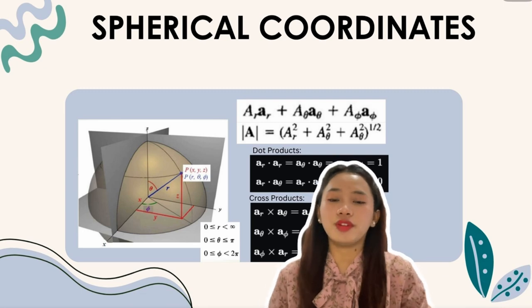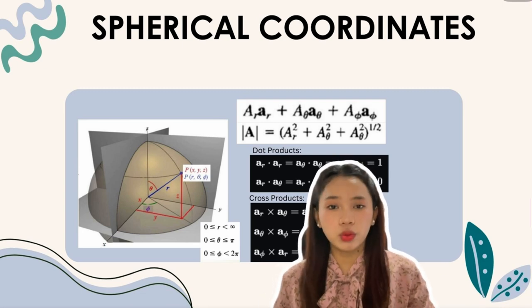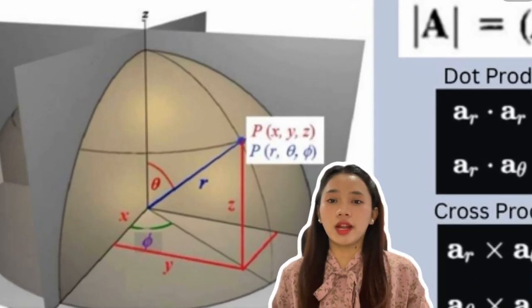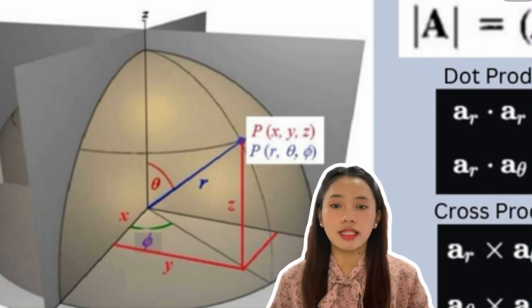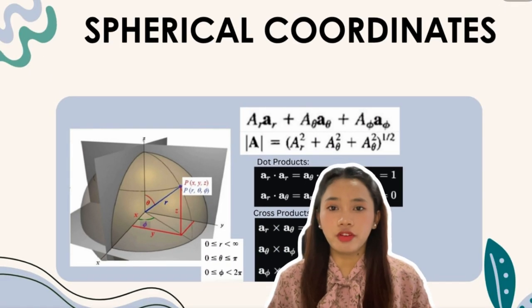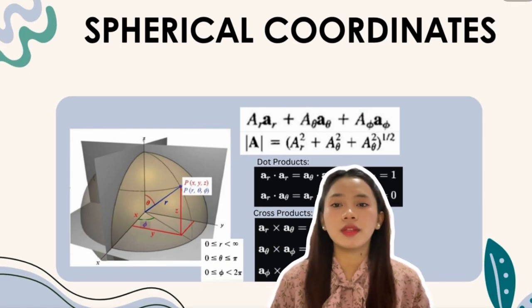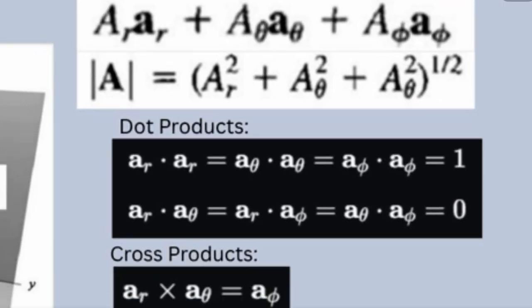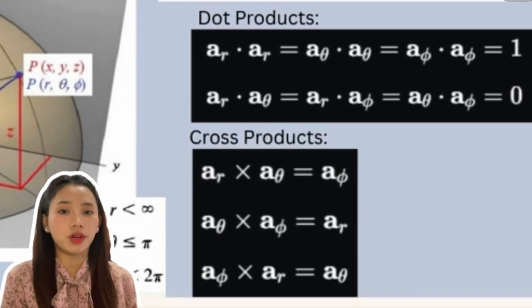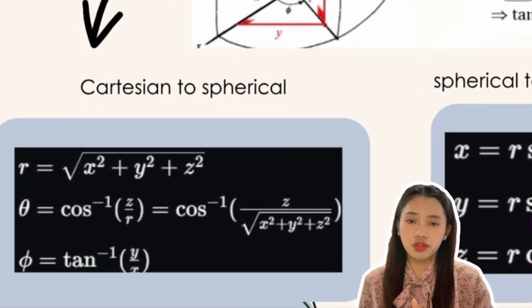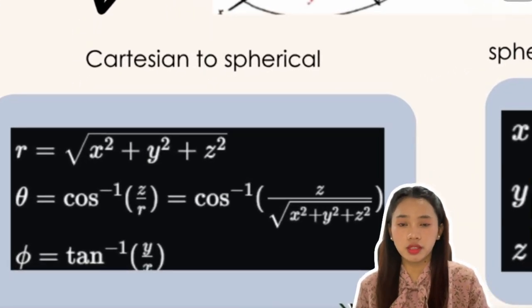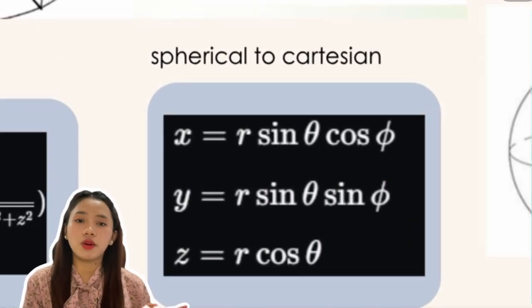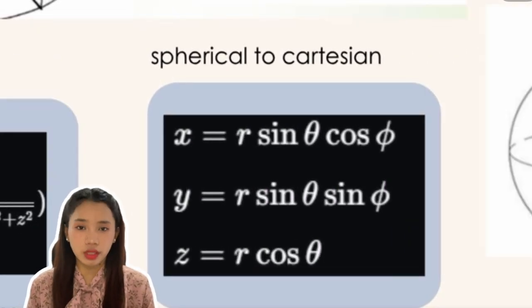Now we look at the spherical coordinate system, where it uses radius as r, polar angle as theta, and azimuthal angle as phi. This coordinate system is great for dealing with point charges. These are the vector and the magnitude of this coordinate system, while these are the dot and the cross product. These are the transformation formulas for Cartesian to spherical coordinates, and these are the formulas for spherical to Cartesian coordinates.